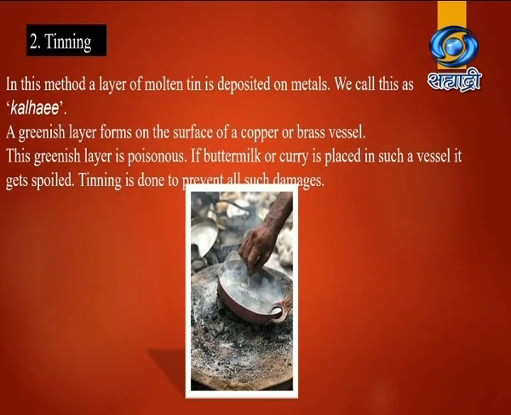In this method, a layer of molten tin is deposited on metals. We call this kalhai. A greenish layer forms on the surface of a copper or brass vessel. This greenish layer is poisonous. If buttermilk or curry is placed in such a vessel, it gets spoiled. Tinning is done to prevent all such damages.